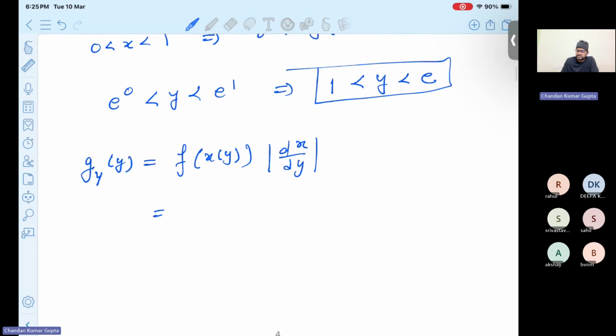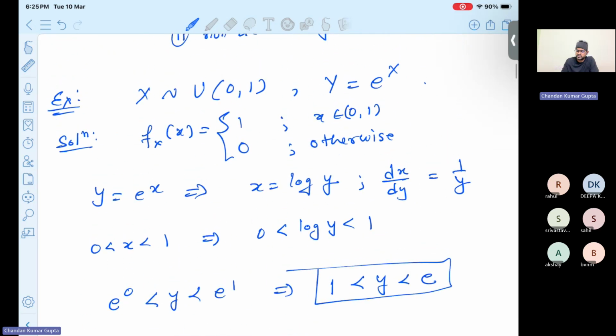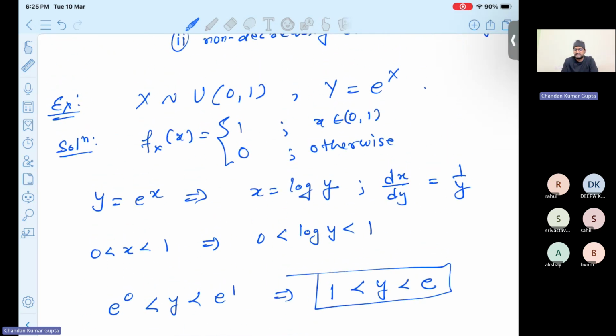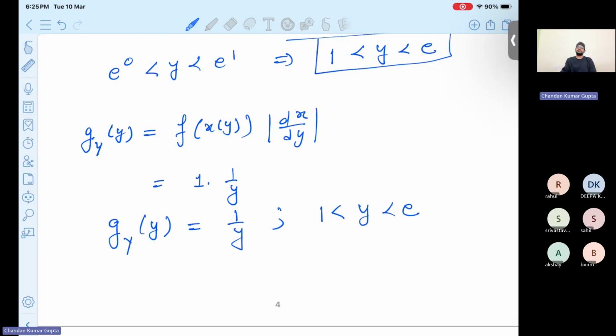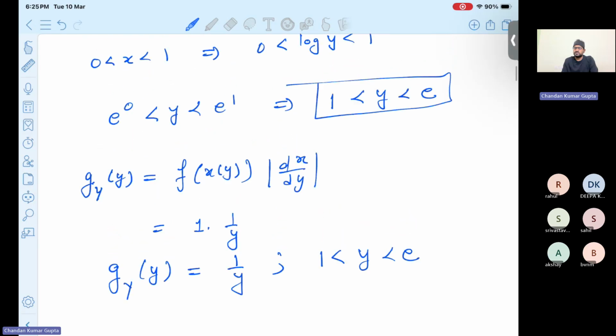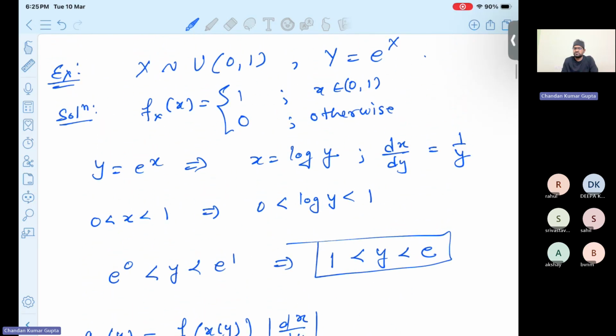So yes, the function f(x) is 1. Since f(x) is 1, there is no variable x involved there. So obviously it's 1 into dx upon dy, which is 1 by y. That means g(y) is nothing but 1 by y, when y ranges from 1 to e. So this is the PDF for the random variable y, which is equal to e to the power x. This is how we proceed to find the PDF for the distribution of the transformed random variable.